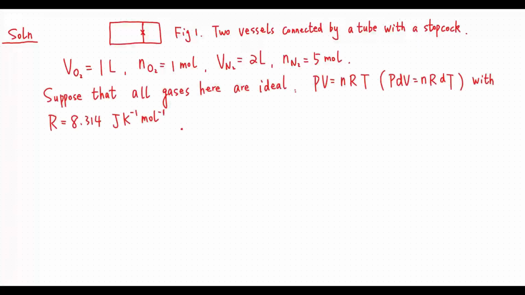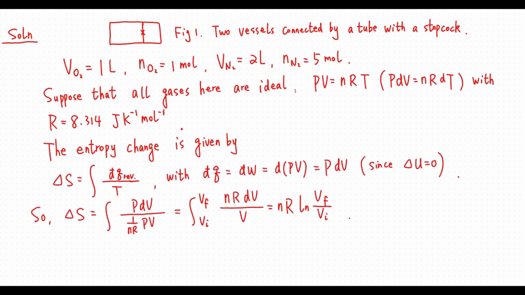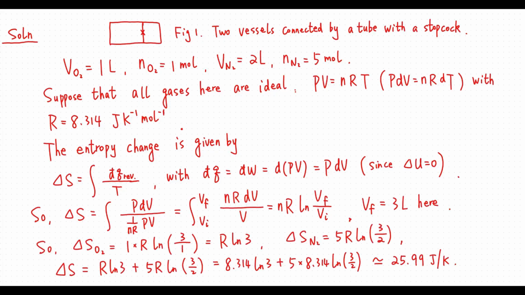Solution. Suppose that all gases here are ideal. The entropy change for an ideal gas is given by this one. Then we find this result.